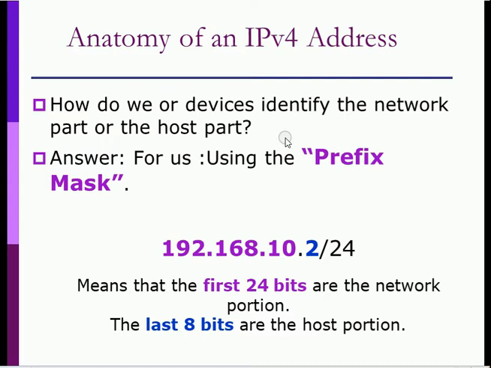So let's start. You have an address over here, 192.168.10.2, and you can see that 2 is colored blue. Why do you know that? It's because 2 is not a part of the network address, the rest is.